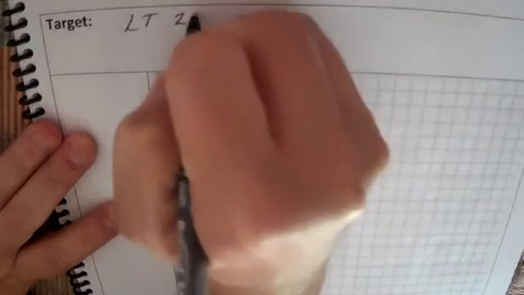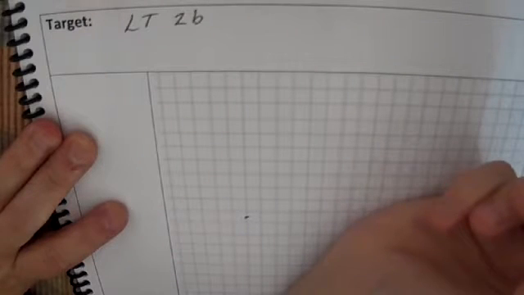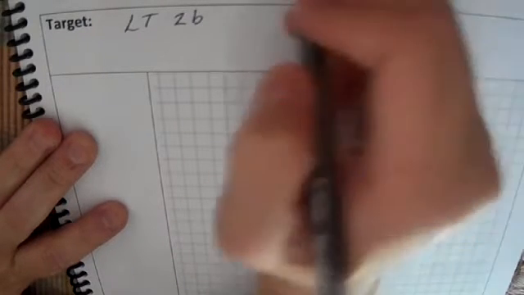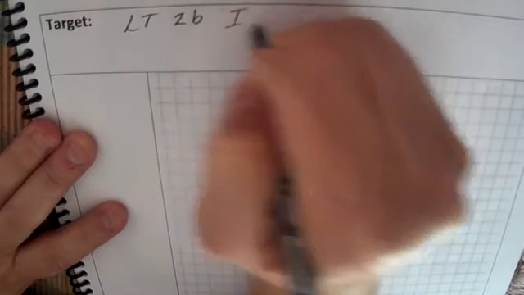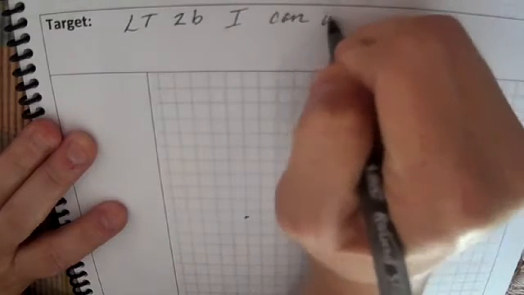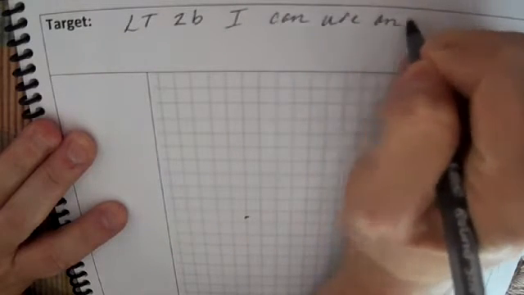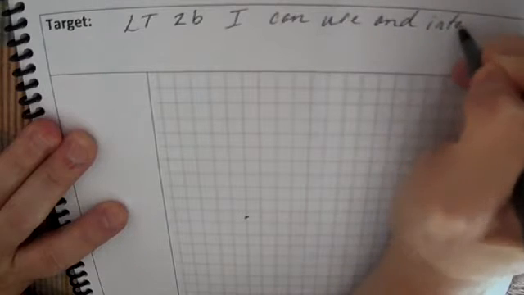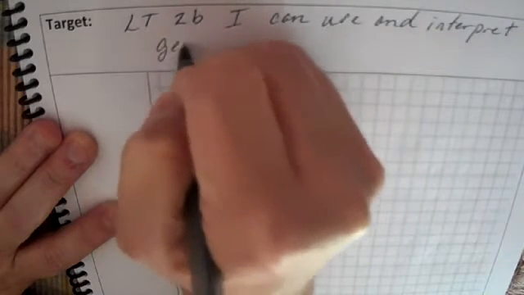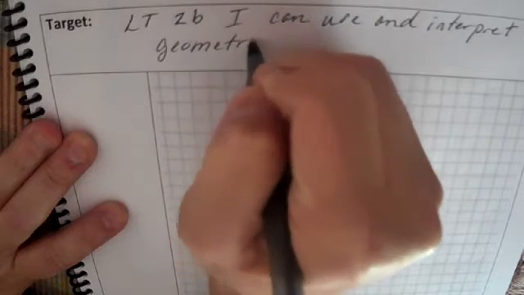All right, so here is learning target 2B, which is I can use and interpret geometric notation. So this is all about here, I can use and interpret geometric notation.